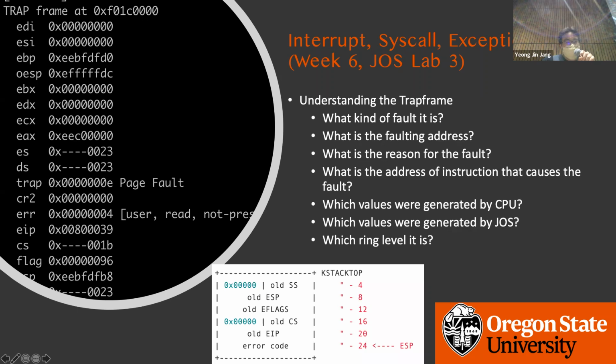And then we can also check which ring level it is based on the last 2 digits of the CS register. So 1B, this means 11 plus 16, right? And then the last 2 digits is 3. So that's why it is from ring 3.